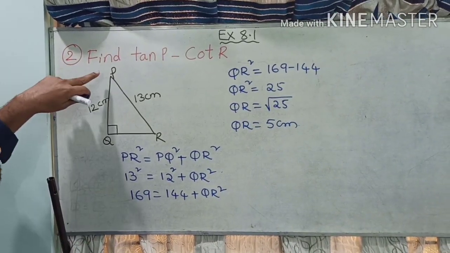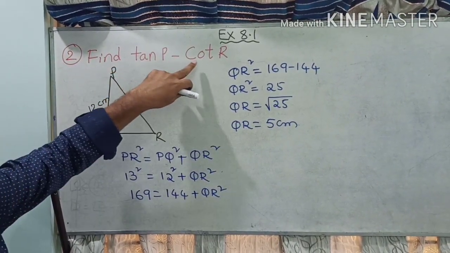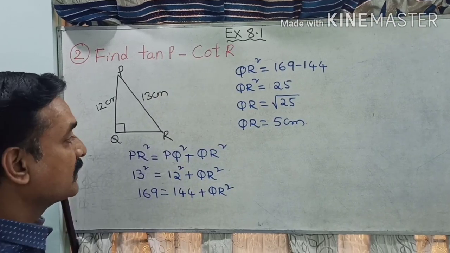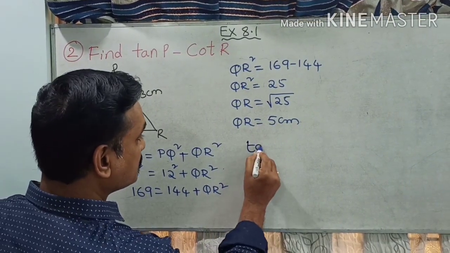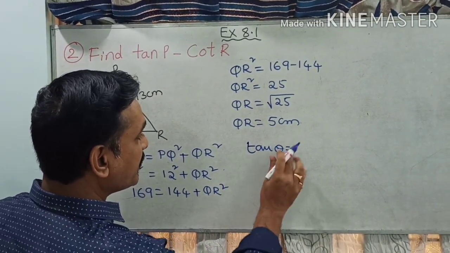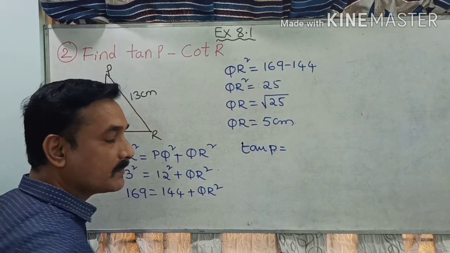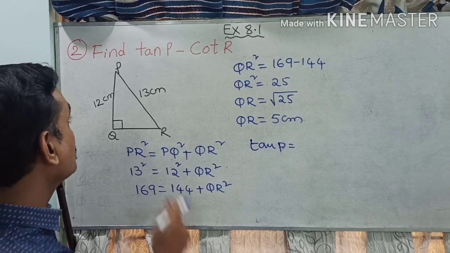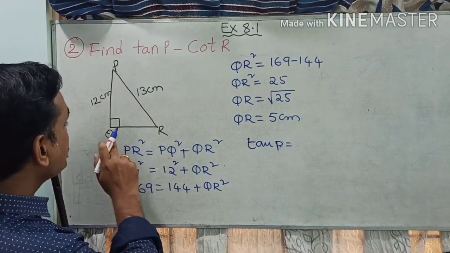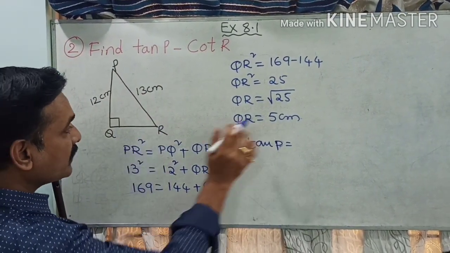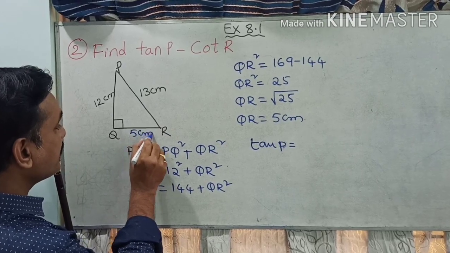Now they ask you to find the value of tan P minus cot R. We know tan theta equals opposite side by adjacent side. For this, the opposite side is QR. The value of QR we got as 5 centimeters.